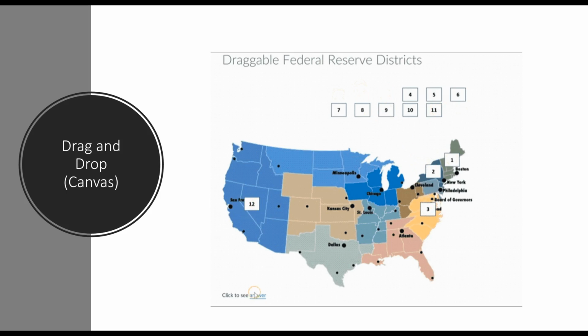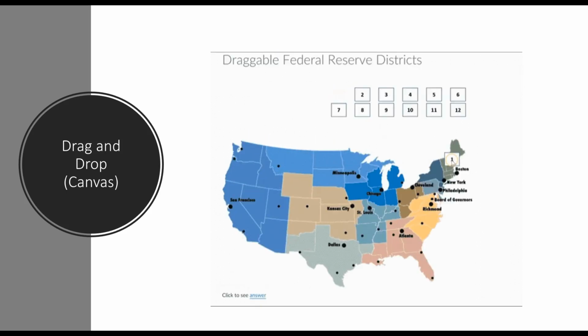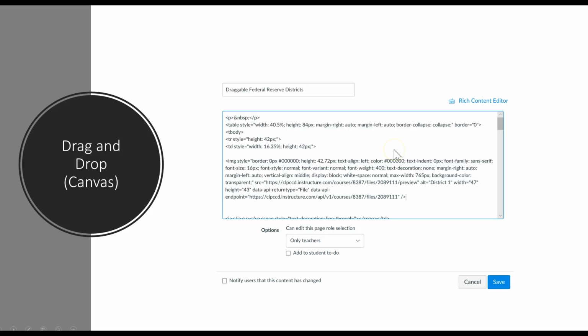Now, the one thing that it cannot do is auto-grade like Moodle, but you can do something similar. And this is how I did it. I created a table that you see right here. In that table, I have 12 graphics, these little boxes with numbers. All I've got to do is click on the HTML editor to edit the code for each one of these graphics. And this is how it looks.